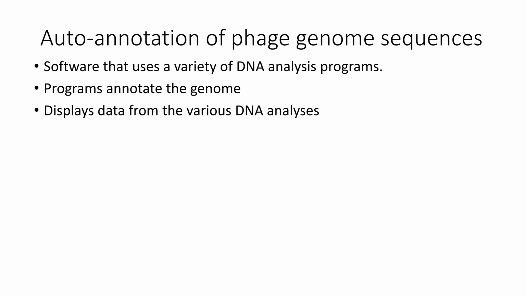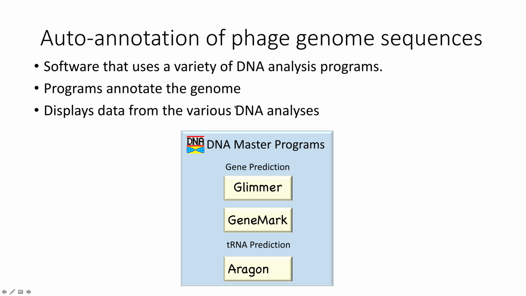So the phage genome is auto-annotated by DNA Master. DNA Master can do this because it has several programs in it that analyze the DNA. These programs display the data from each of the different DNA analyses, and we can interpret the data and make modifications to the annotation as we see fit in DNA Master. The 3 programs within DNA Master include 2 gene prediction programs. One is called Glimmer and one is called GeneMark.